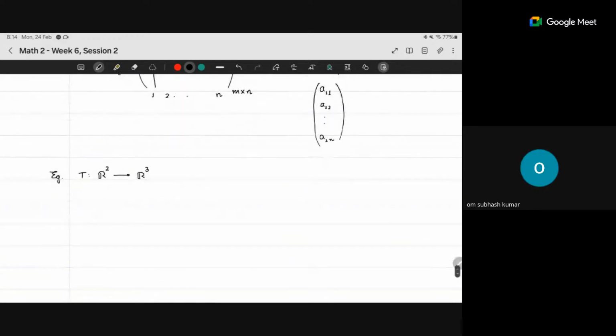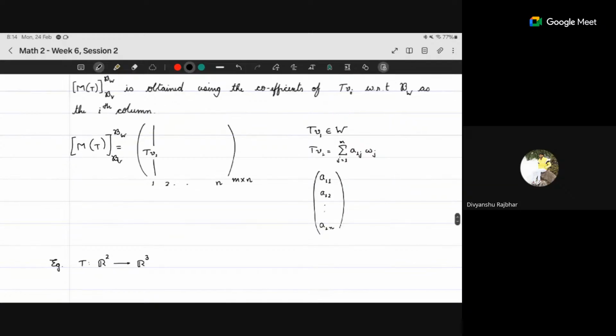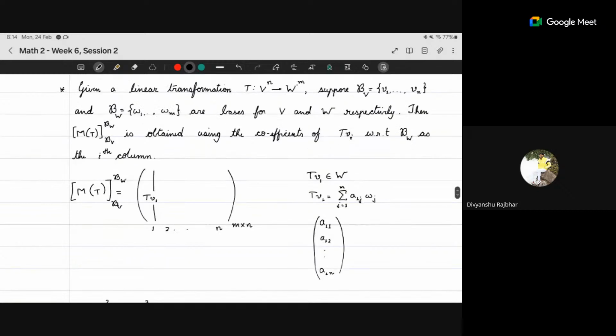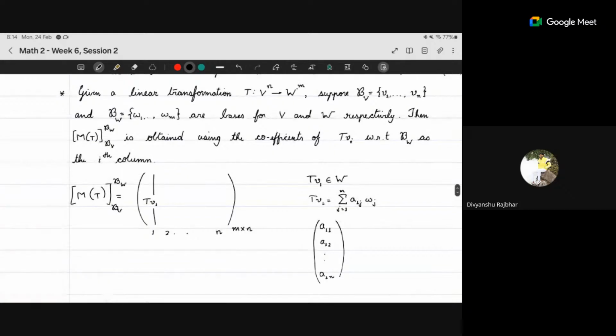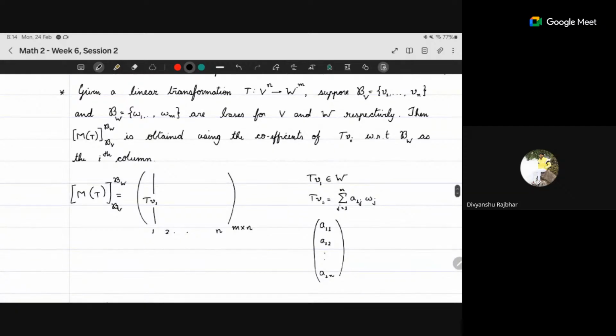Sir, let's take the example. In the matrix you mentioned m cross n, but where you mentioned V cross W, sir, it's domain to codomain. The above notation is V to W, right, sir? Yes. V is an n-dimensional space. W is an m-dimensional space. So it's codomain cross domain. The order is codomain cross domain. There's no contradiction. There's no problem. Okay, please go ahead, sir.